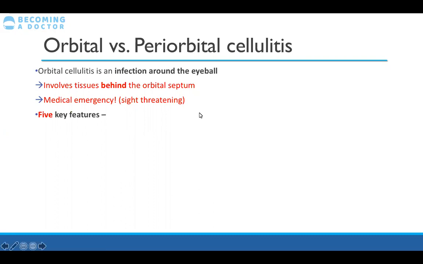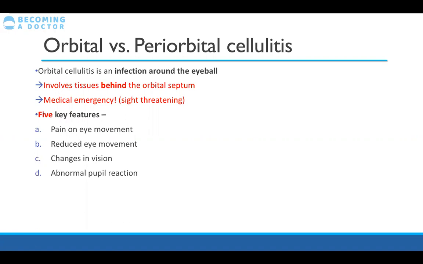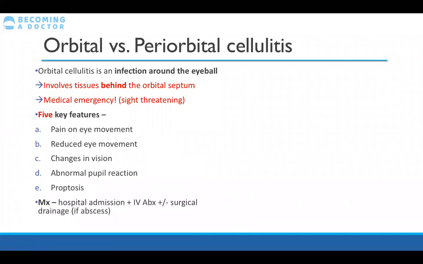There are 5 key features to remember with orbital cellulitis. So the first is pain on eye movement. The second is reduced eye movement. Then changes in vision, abnormal pupil reaction, and the last one is proptosis. And proptosis is just another word for exophthalmos. So in terms of management, any patient with orbital cellulitis, you must admit them to hospital and give them IV antibiotics, not oral. Plus or minus a surgical drainage. So again, if you're suspecting an abscess, you would want to drain it.